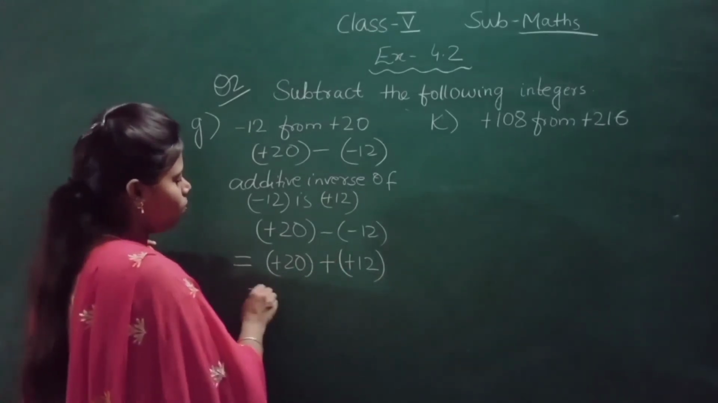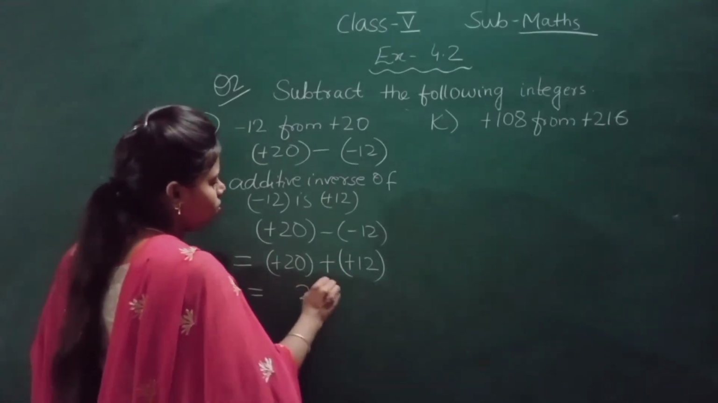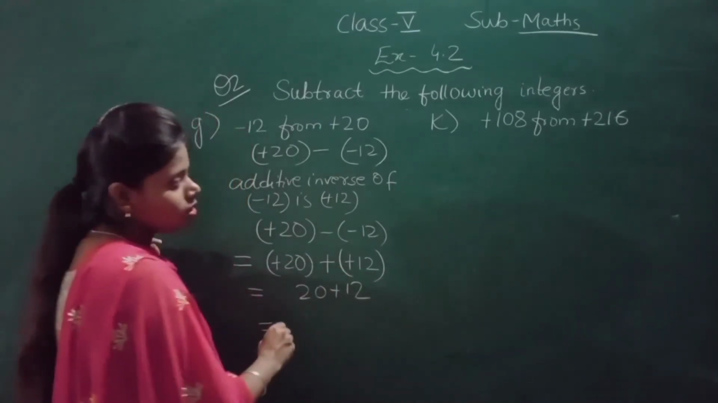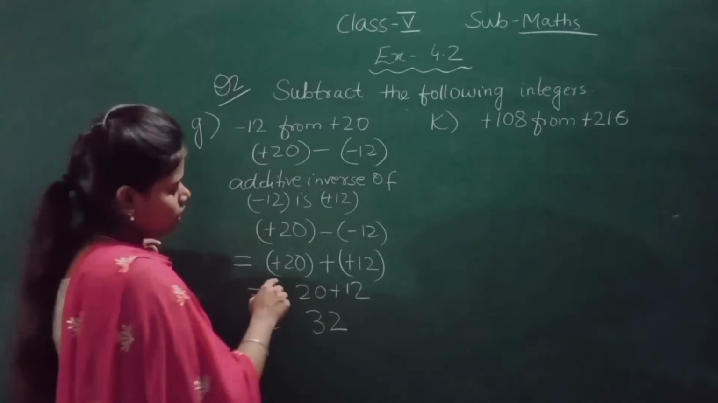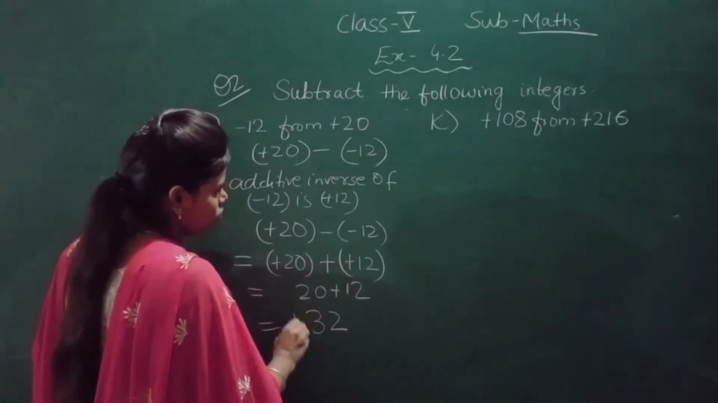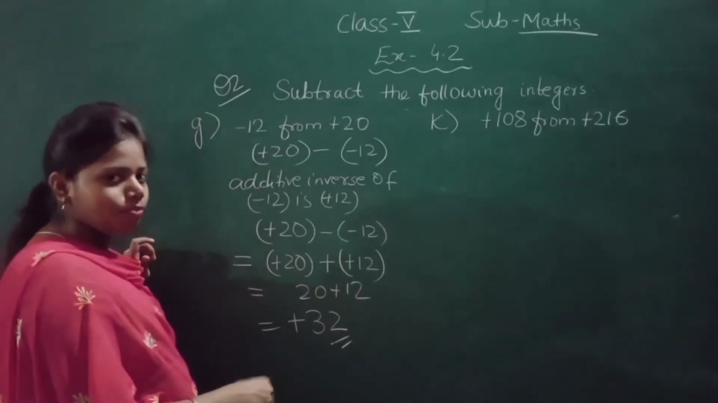Okay. So what we have to do? Plus plus, we have to add 20 plus 12. So 20 plus 12 is how much? It is 32. And which sign we will put? We will put the plus sign only, because both the signs are the same. So we will put the plus sign. So this is the answer.